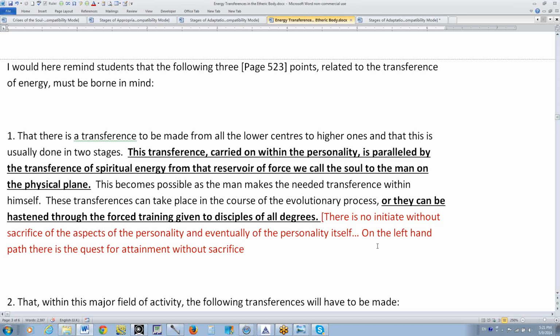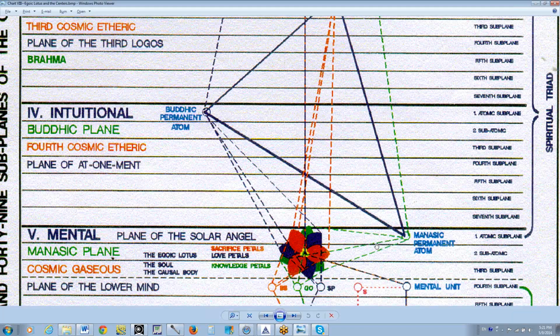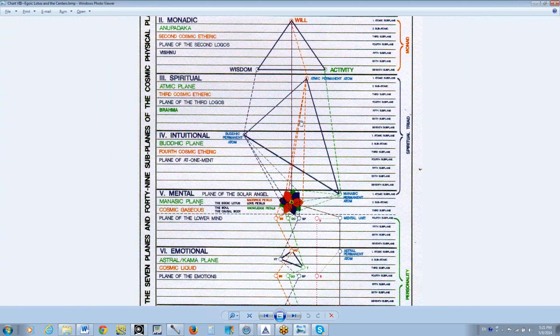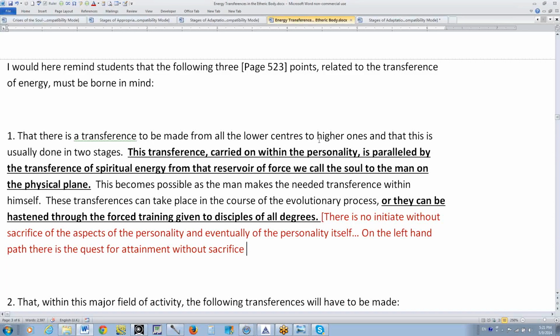And we contribute to that reservoir of force by bringing in all of our lower energies which have been transmuted and elevated. But that reservoir of force is not only from us, it's from the solar angel and from the spiritual triad, the higher aspects of our own nature. So that reservoir is of dual or triple construction, really.